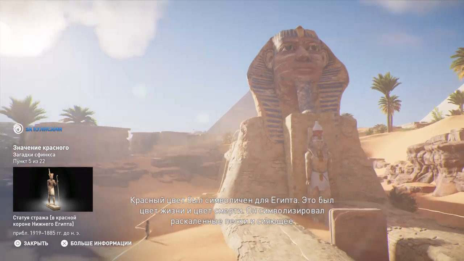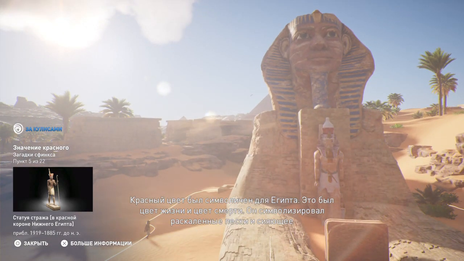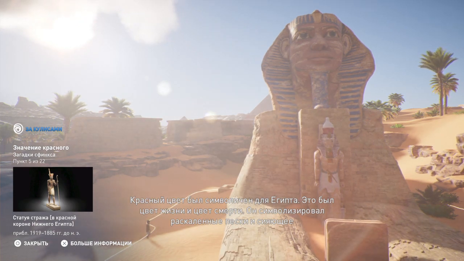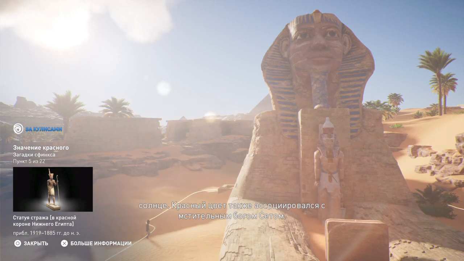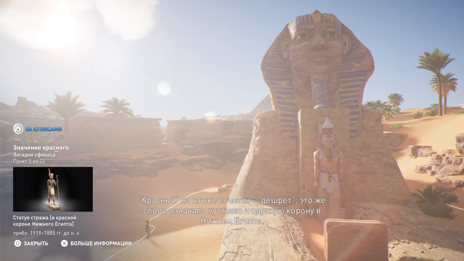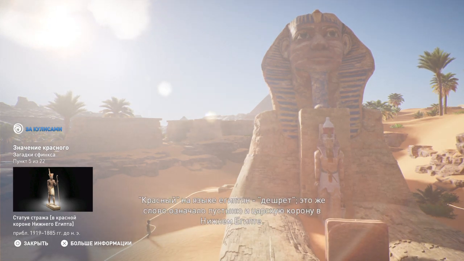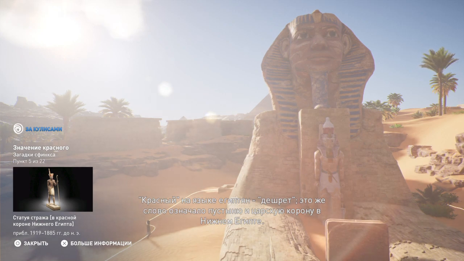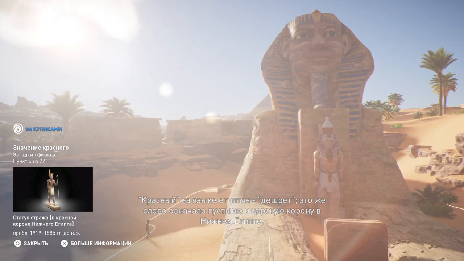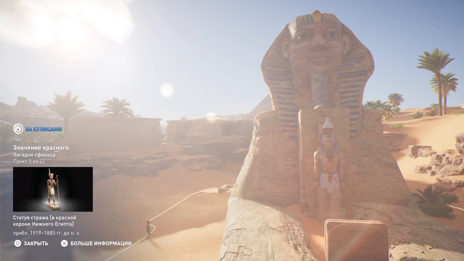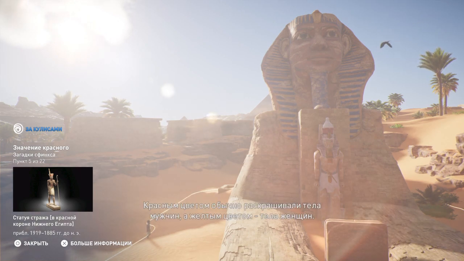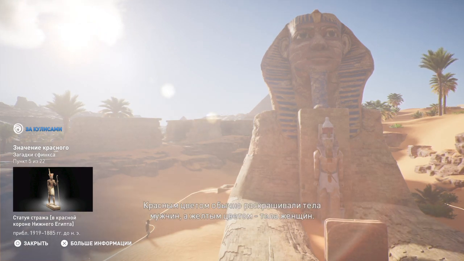Red had a strong symbolism in ancient Egypt. It was both the color of life and the color of death. It could represent the sands of the desert or the brilliance of the sun. Red was also associated with the god Seth, vengeful and destructive. The Egyptian word for red, Deshur, is also the word which was used to signify the desert, or the royal crown of Lower Egypt. In art, red was also the color used to paint the bodies of men, while yellow was used for women.